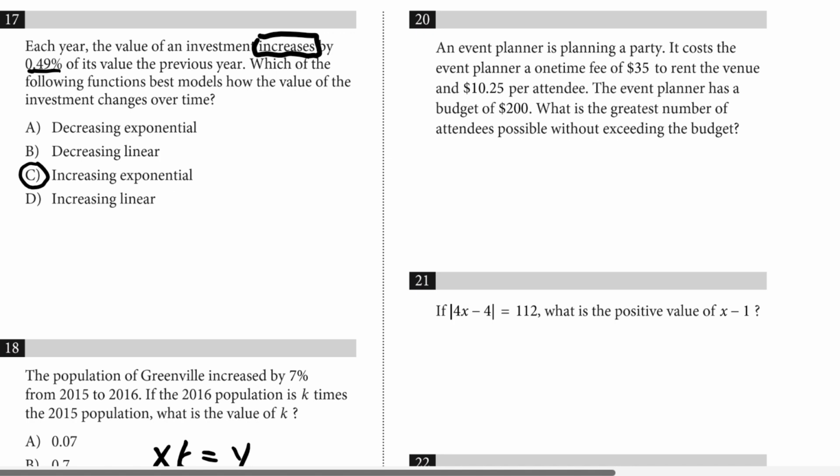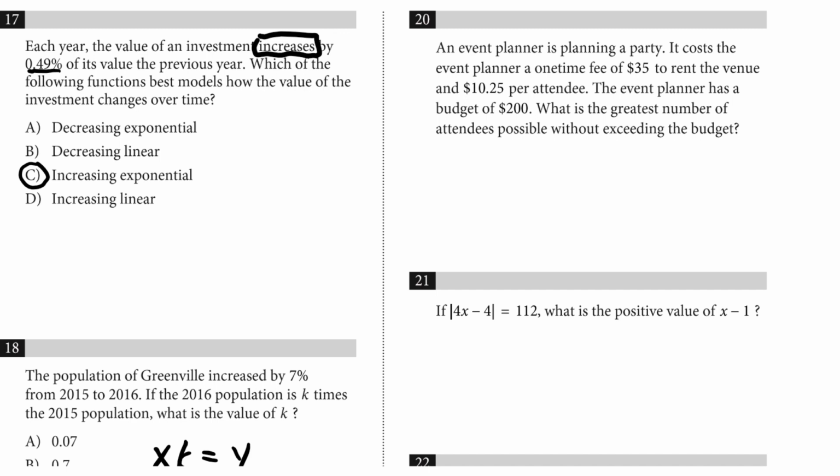An event planner is planning a party. It costs the event planner a one-time fee of $35 to rent the venue and $10.25 per attendee. The event planner has a budget of $200. What is the greatest number of attendees possible without exceeding the budget?